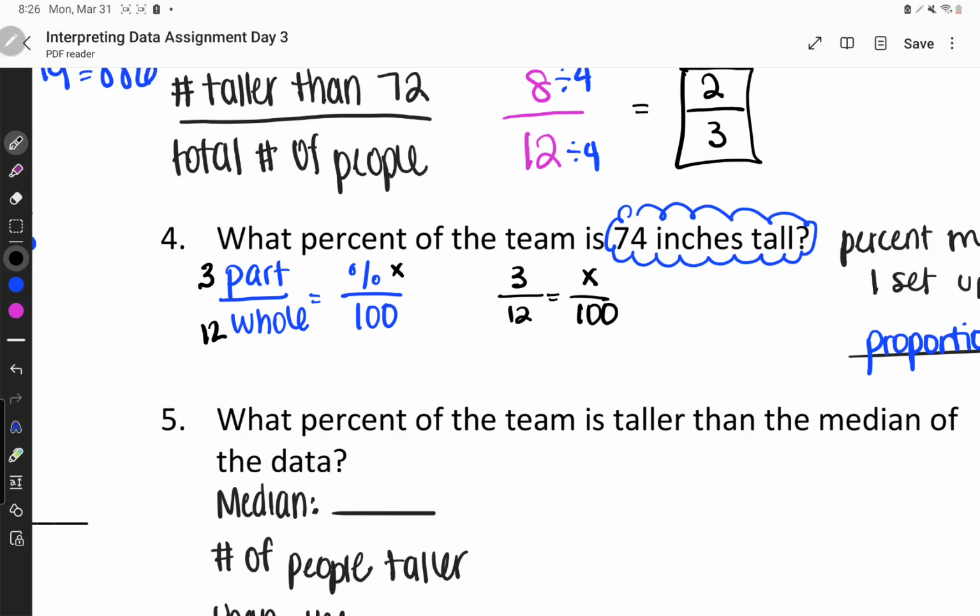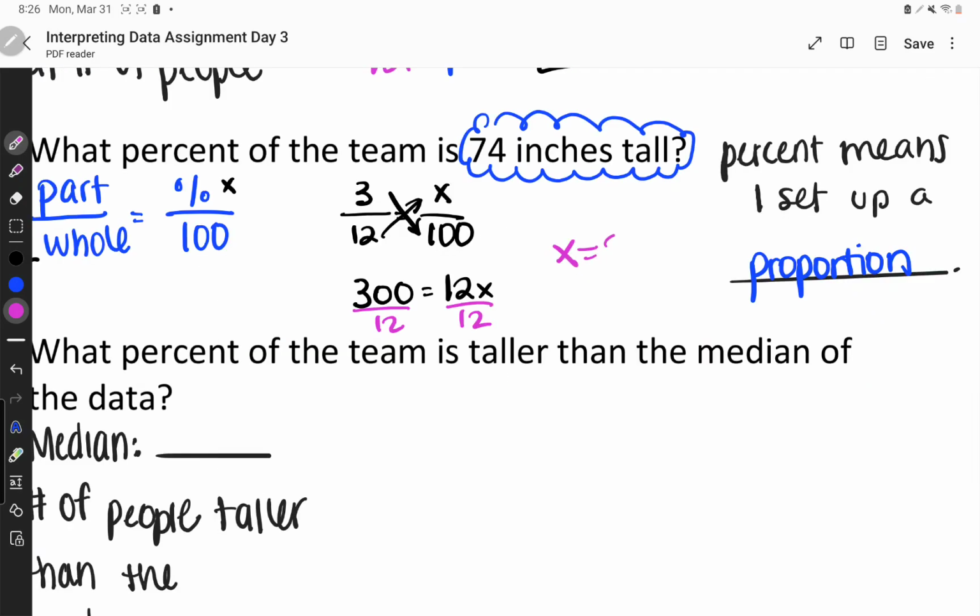We solve by cross multiplying, so I have 3 times 100, which gives me 300. And then I have 12 times x, which gives me 12x. We divide both sides by 12. And that gives me x equals 25%.